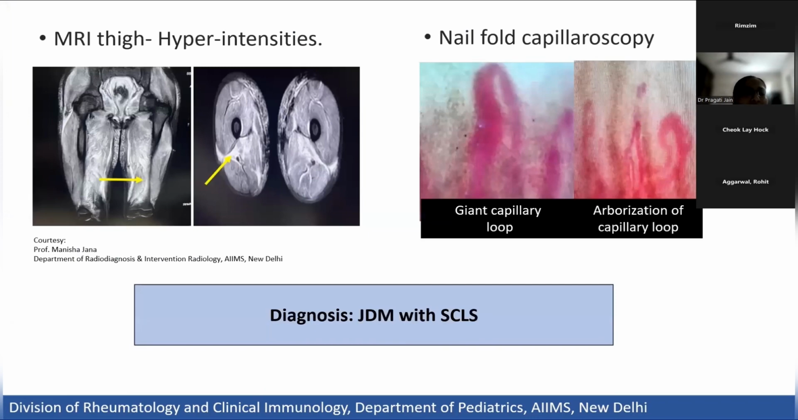Further, to confirm our diagnosis, the child underwent MRI, which classically showed hyperintensities, and nail fold capillaroscopy also showed typical findings of JDM, that is giant capillary loops and arborization of capillary loops. So this confirmed the diagnosis of JDM with systemic capillary leak syndrome.